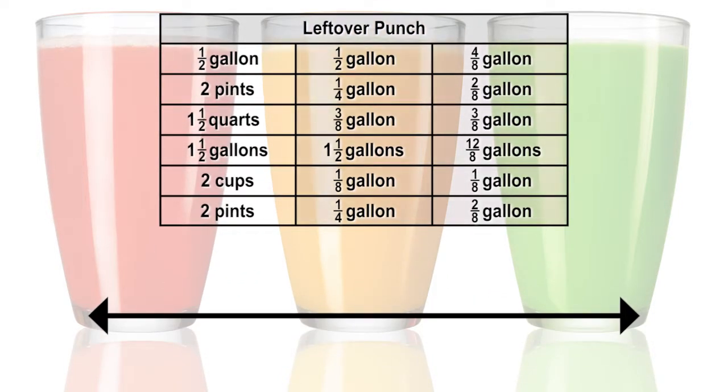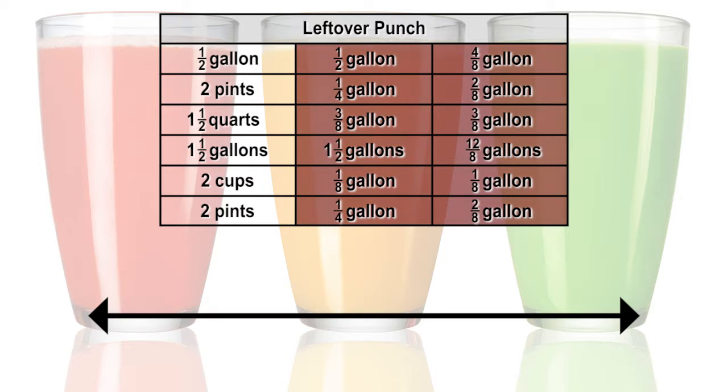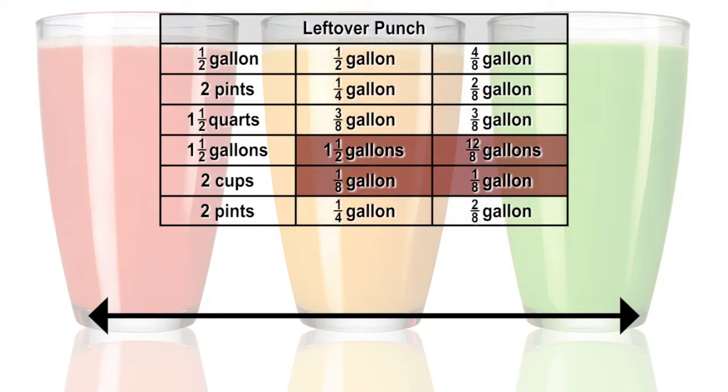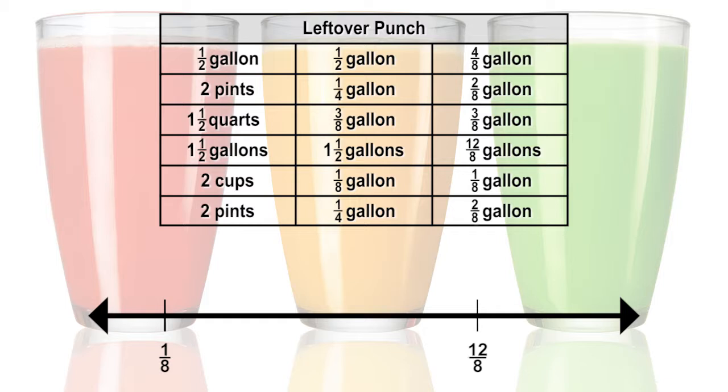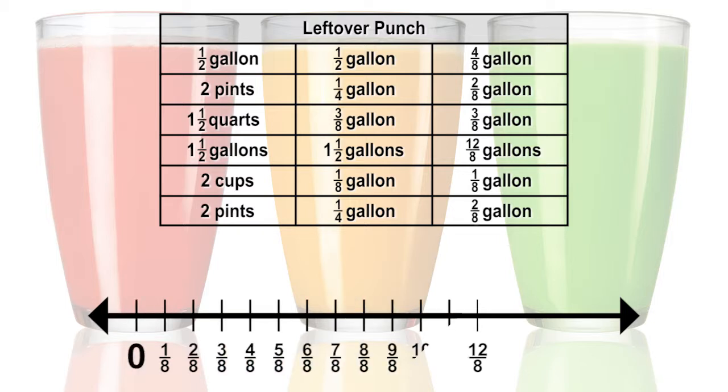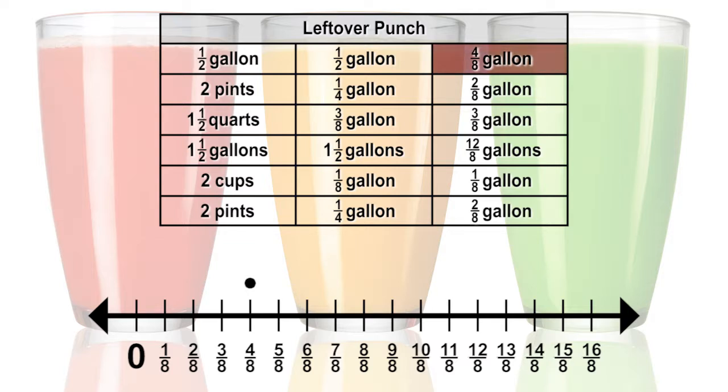Looking over the data in the second and third columns of our chart, we can identify the smallest and largest measurements to give us an idea of the minimum and maximum values for the number line. With the minimum and maximum values in place, we can begin to fill in the remaining values of the scale for the line plot. After writing the scale, we will fill in dots to represent the data. We will begin with the first line of our table and mark 4/8 to represent the 1/2 gallon on the number line. We will place dots at the remaining values as well: 2/8, 3/8, 12/8, 1/8, and 2/8.